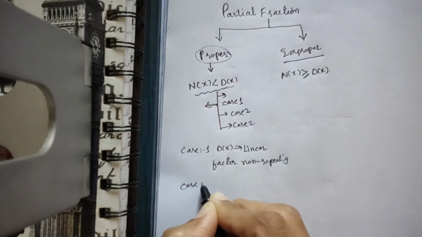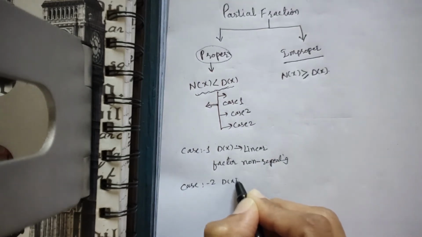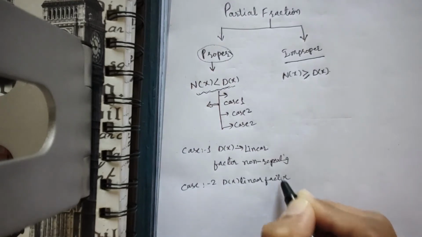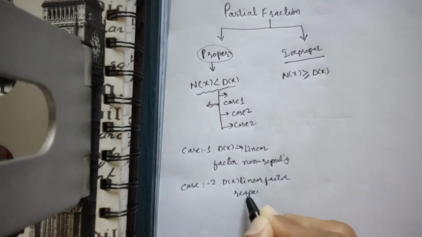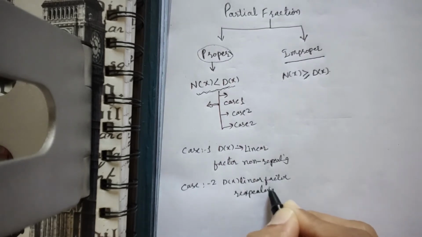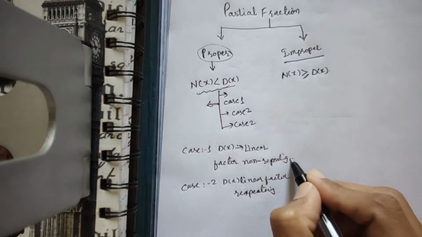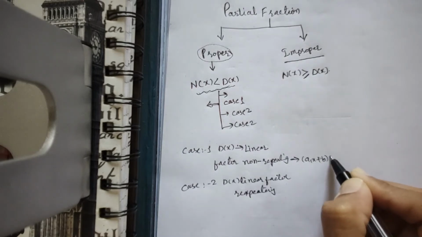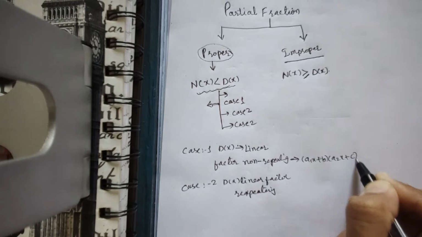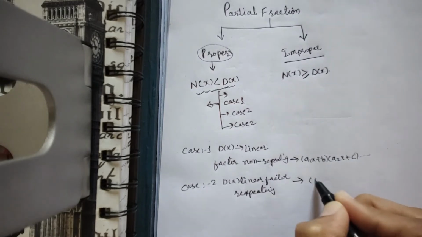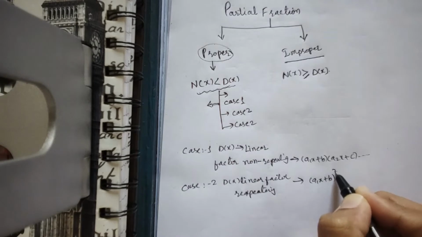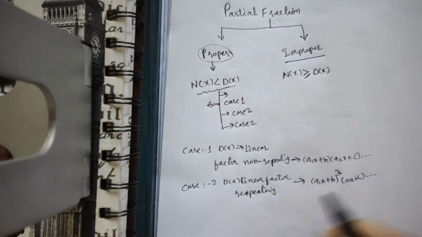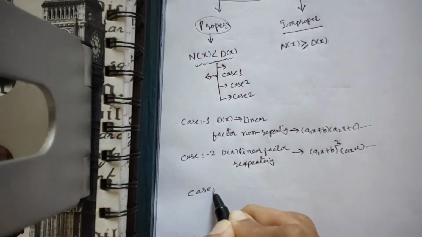Case 2, we have seen D of x is a linear factor but repeating. An example for this is a1x plus b into a2x plus c and so on. And an example for the repeating case is a1x plus b square or cube into ax plus c kind of thing. Then case 3 we have discussed.